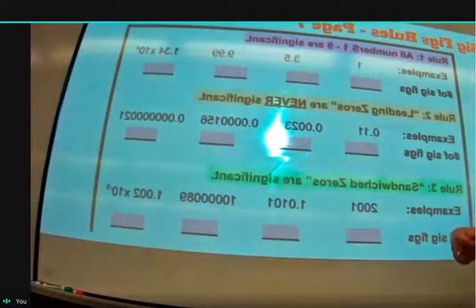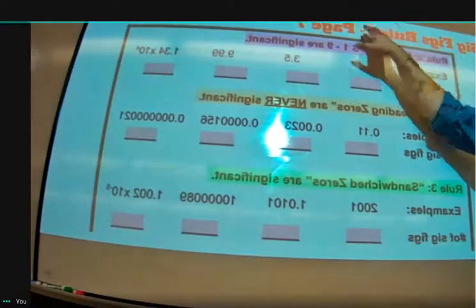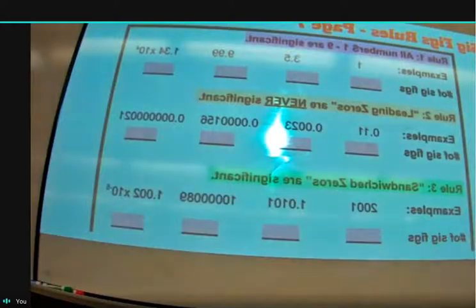Excellent. We should be in our Unit 1 digital notebook on page 7, right? Page 7, where you see these beautiful highlighted rules. Today we're going to talk about the rules we use to determine the number of sig figs in a value.